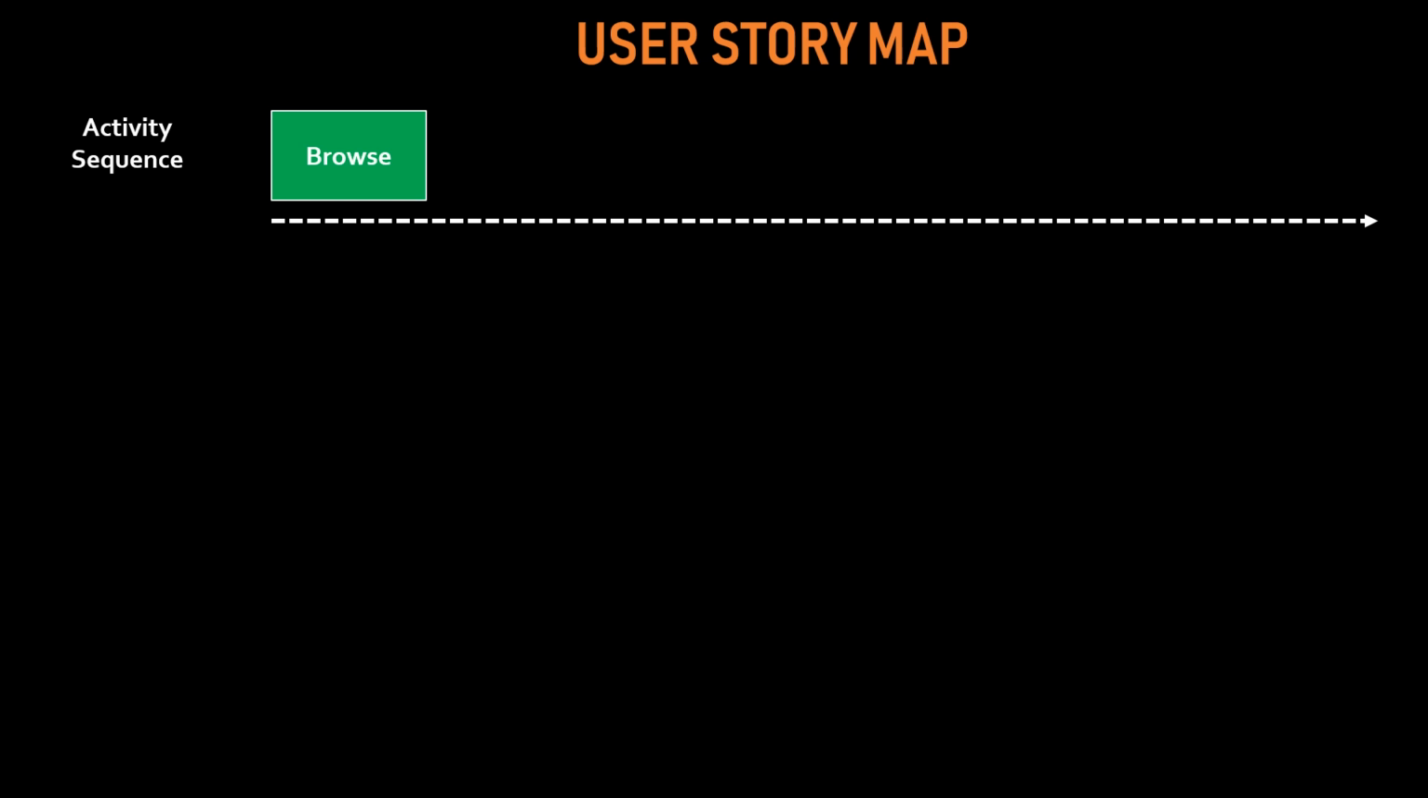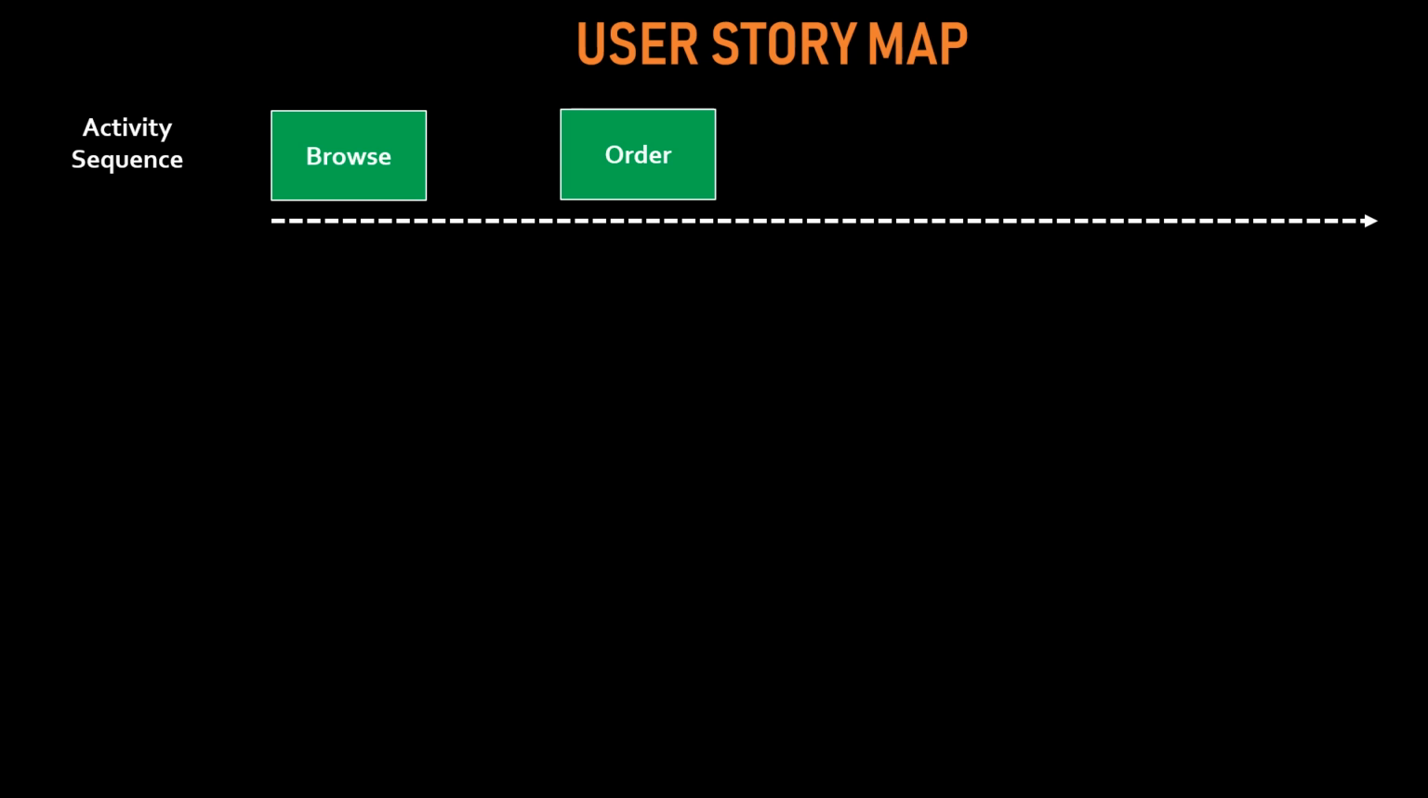So in this scenario of ordering food online, there will be a sequence of activities which a consumer or the customer will be doing. That would be the first question which we'll be asking the business stakeholders. So in our example, it would be browse. First off, the customer would be using this online channel, either website or app, to browse the list of items available for ordering, and then they will pick whatever is interesting for them.